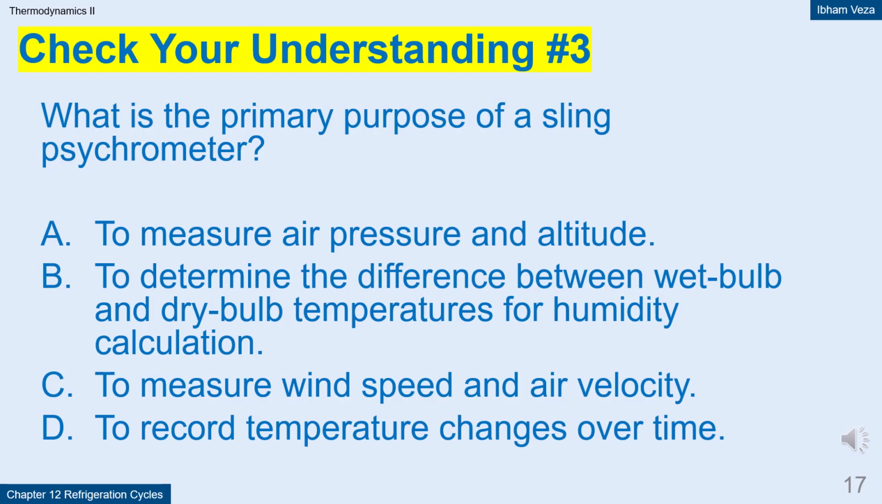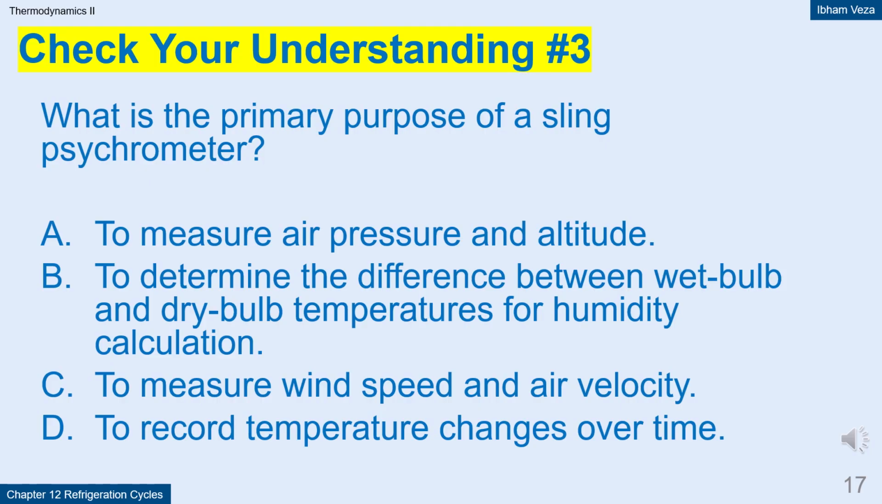Answer B. To determine the difference between wet bulb and dry bulb temperatures for humidity calculation. Explanation of why other answers are wrong. A. To measure air pressure and altitude. Incorrect, because a sling psychrometer measures temperature differences, not air pressure or altitude. C. To measure wind speed and air velocity. Incorrect, because the sling psychrometer is designed for temperature readings, not wind speed measurements.